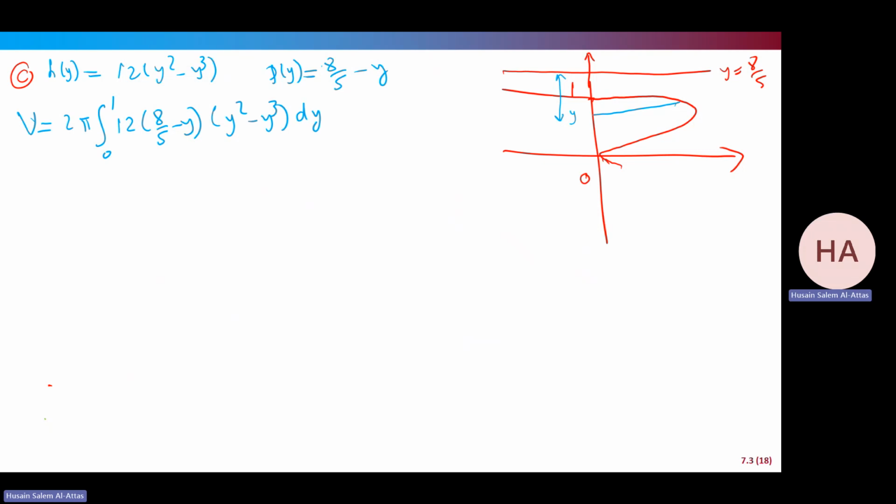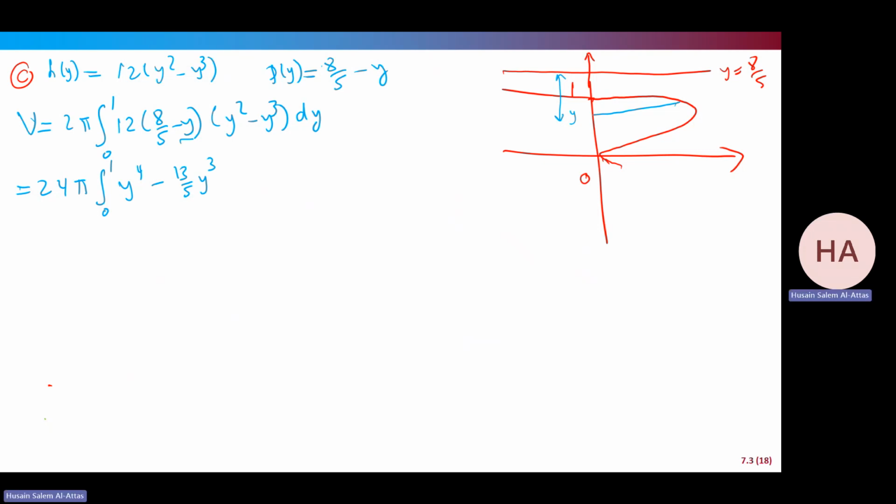Yeah, I think I will use the 12 now. No, it will not make a difference. It will just make our calculation difficult. That's it. So I have the 12 outside. That will be 24π times the integral from 0 to 1. I think I will do that one outside. That will be better. I have y to the power 4 minus y cubed minus 8 over 5 y cubed. That will be minus 13 over 5 y cubed.